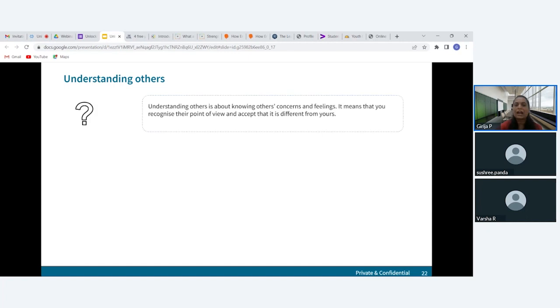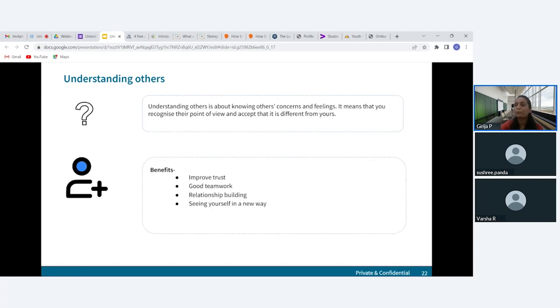So understanding others is understanding their feelings, their concerns, what kind of emotions they have. And once you understand it, it will give you the perspective of others as well. So how will it benefit you? It will improve the other person's trust in you. You become a better team worker. Now you know how your team members behave, so you know how to collaborate with them. You can build effective relationships with them, because you know what kind of personalities they are, and it will also help you to see yourself from the other's perspective as well.